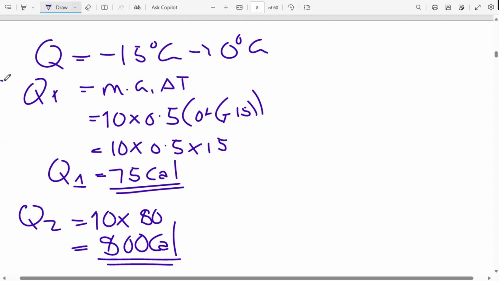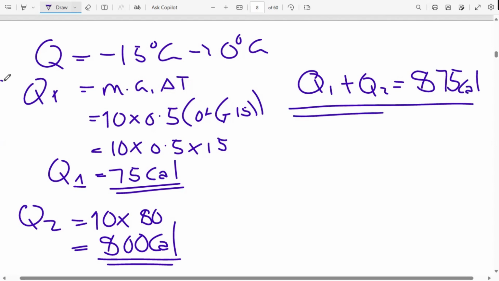So these are the two energies on the left side of the equation. The energy that is supposed to be gained to change the ice from negative 15 degrees Celsius to liquid water at 0 degrees Celsius will be the summation of these two, 75 calories plus 800 calories. And this is going to give us what? Q1 plus Q2 is going to give us 875 calories. So this is the energy that is required to propel the left-hand side of our equation into liquid water. Now, let's go to the right-hand side of the equation.